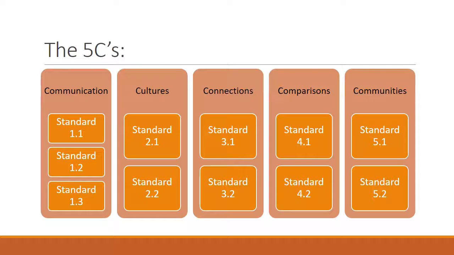Standard 1.2 has students understand and interpret written and spoken language on a variety of topics. Standard 1.3 has students present information, concepts, and ideas to an audience of listeners or readers on a variety of topics. In cultures, the main goal is to gain knowledge and understanding of other cultures. Standard 2.1 has students demonstrate an understanding of the relationship between the practices and perspectives of the culture studied. Standard 2.2 has students demonstrate an understanding of the relationship between the products and perspectives of the culture studied.